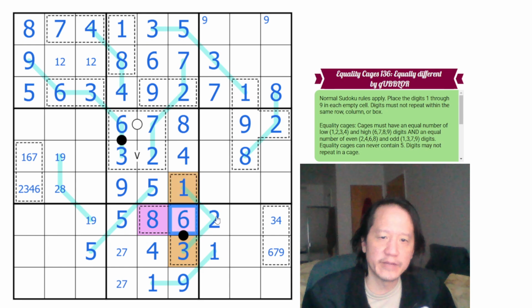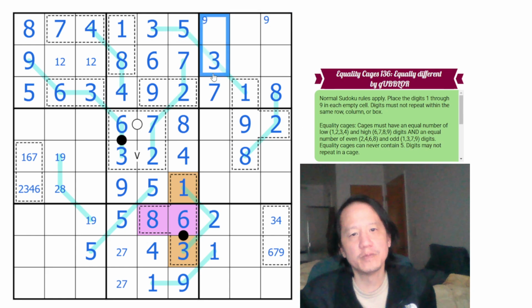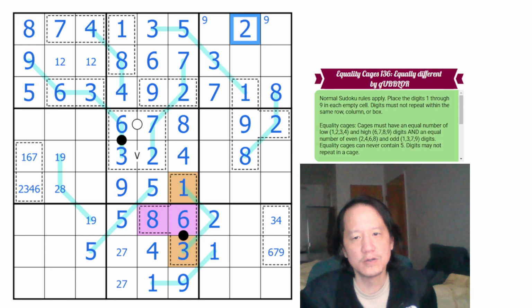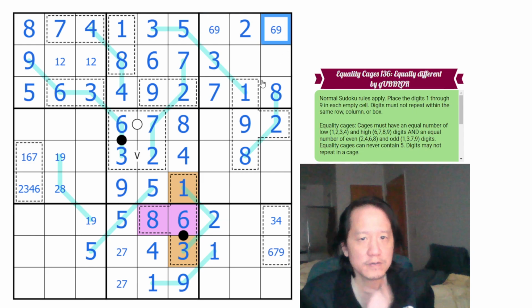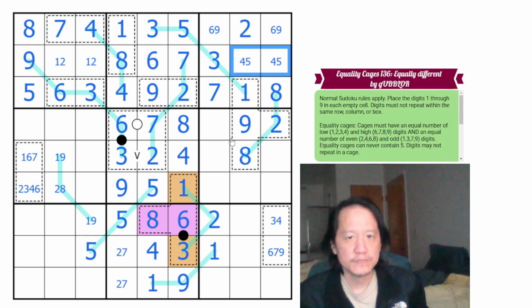So, what does that mean, then? Well, let's look at the remaining digits here. Where can 2 be in row 1? Can't be here, can't be here, so it must be here. This is 2, which means this becomes a 6, 9 pair, I believe, right? 6 and 9, 6 and 9. This has to be a 4 or 5 pair.